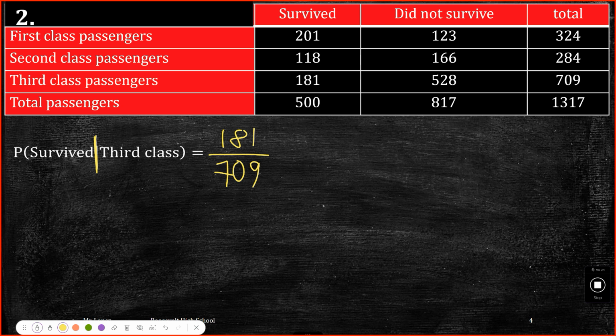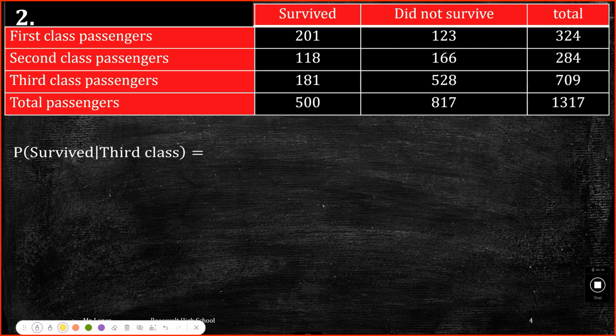Let me go over this. Let's see if those numbers are correct. I want to pick a survivor, but that survivor better be a person that was in third class. Total people that were in third class is 709. That goes at the bottom. That is correct. Survived in third class also: third class survivor is 181. That is correct. That's easy. It's not that hard. Either you get it or you don't.